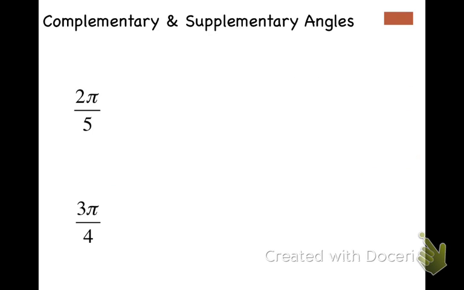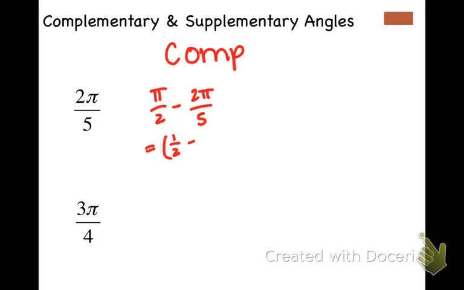So quickly, we're going to find some complementary and supplementary angles. Now, these are in radians, and I know they're in radians for two different reasons. One, there's no degree symbol, and two, they have a pi. So because they have a pi and they don't have a degree symbol, these are in radians. So for the complementary, we want to subtract these from our pi over 2. So we're going to do pi over 2 minus 2 pi over 5. And just like before, what I would do is that pi over 2 is like 1/2 minus 2/5, and then have that pi out at the end.